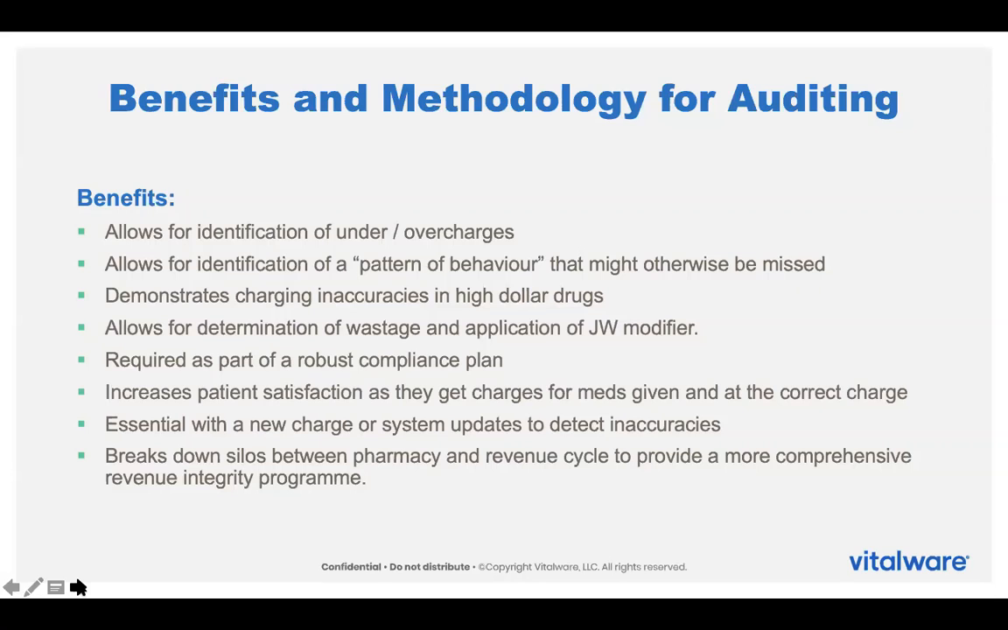Essential and new charges are set up to detect inaccuracy, and then you've got to break down the silo between pharmacy and rev cycle. Many pharmacy groups have embedded revenue cycle there, but they don't connect with the main revenue cycle for the facility for all other things. And so that disconnect has been found over and over and over again to be a problem. So what you want to do is connect pharmacy, whether they have their own rev cycle or not, to the main rev cycle so that they can see patterns of behavior in other components of the facility.